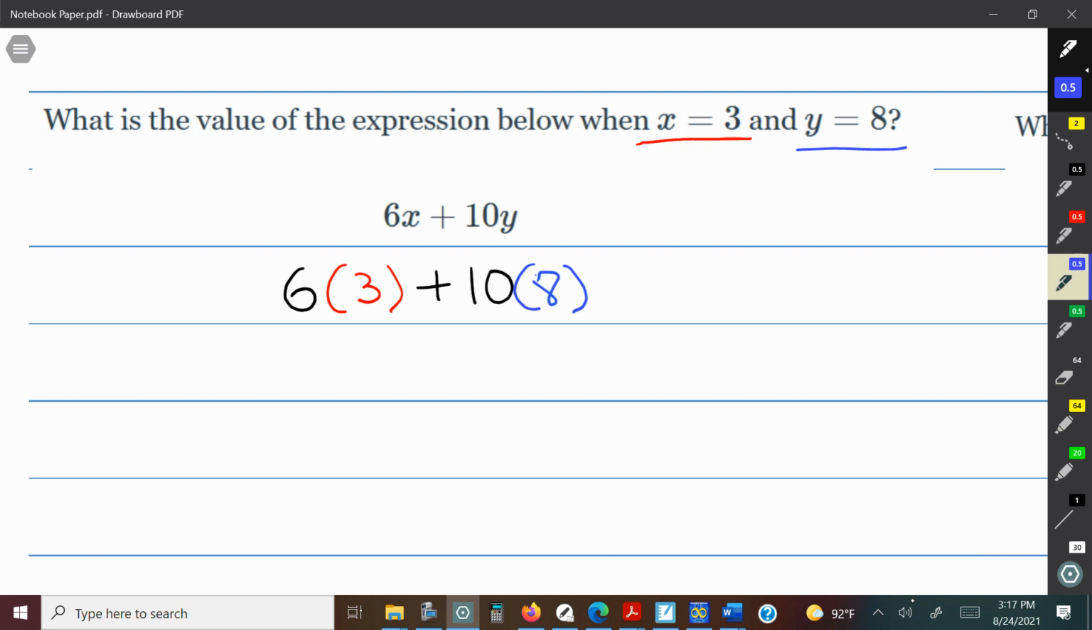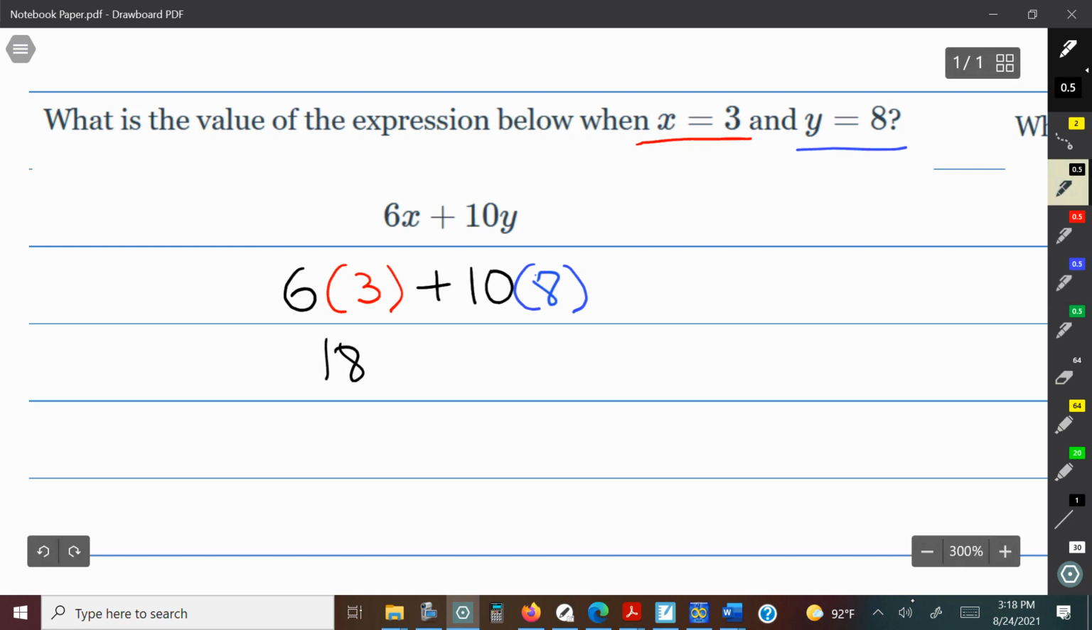And I'm going to multiply those two. All right, so I take the 6 times 3, and I get 18, plus my 10 times 8, which is 80. All right, now I've got 18 plus 80, which is 98.